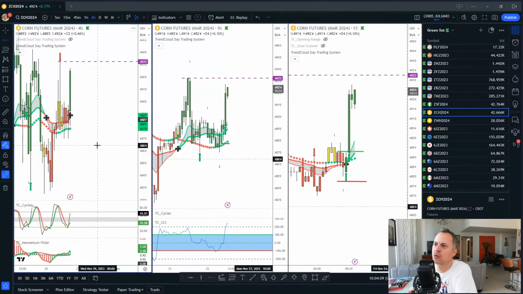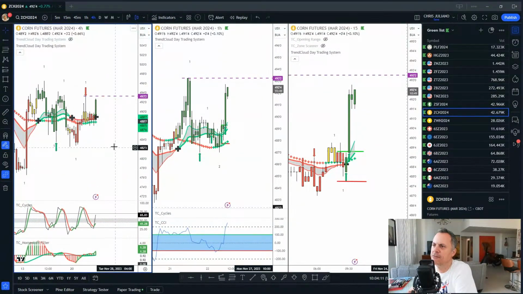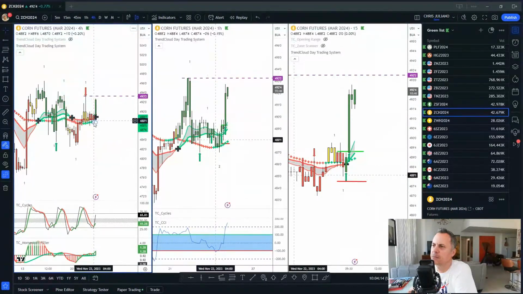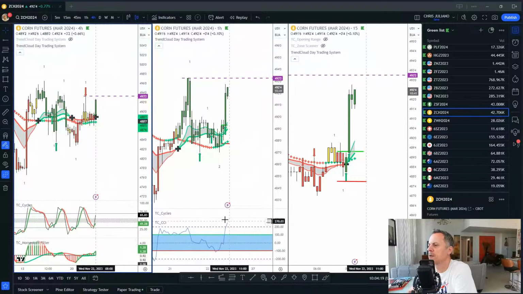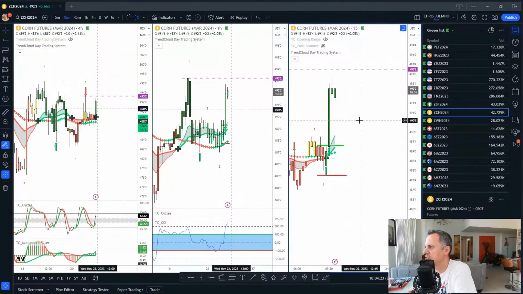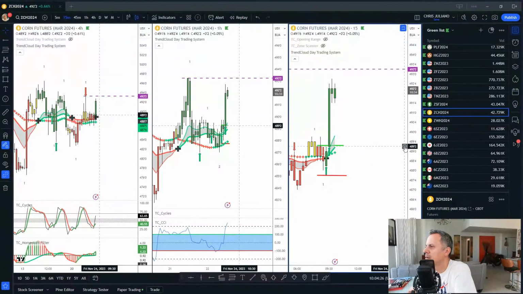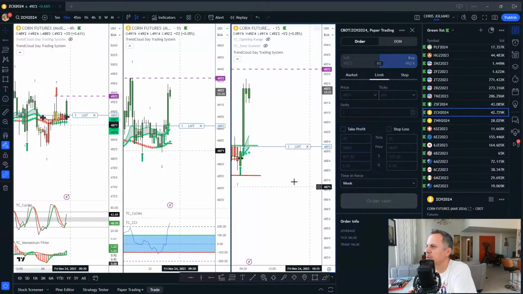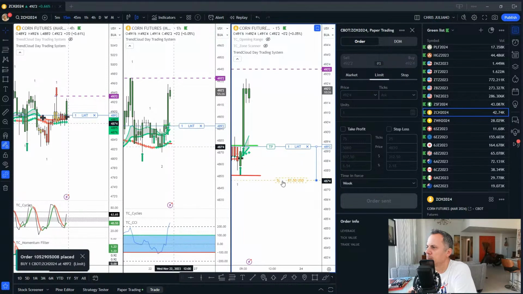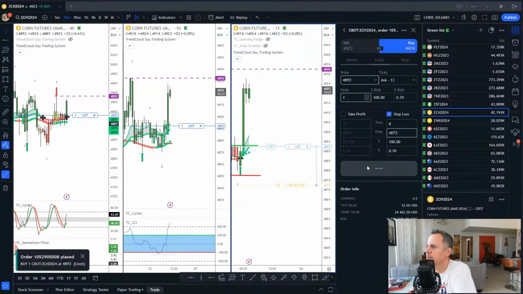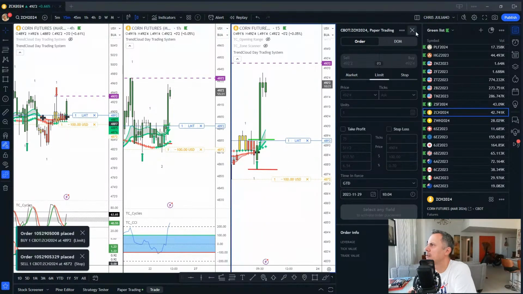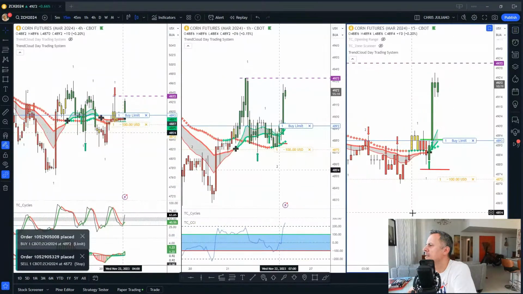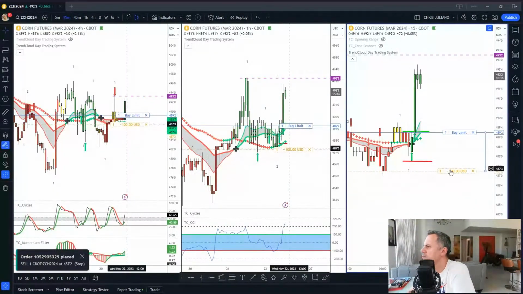So you can see that a lot more clearly here. We do have the crossover to the upside on the high time frame, cycling up. Momentum's up. Trend is up. We got it all. All systems go. Let's see if we can get that retest, right there. Let's see if we can get that retest.